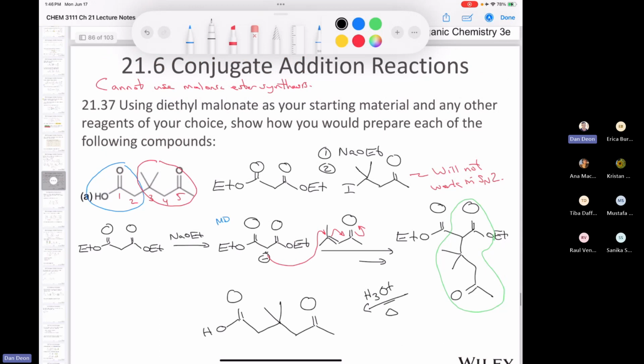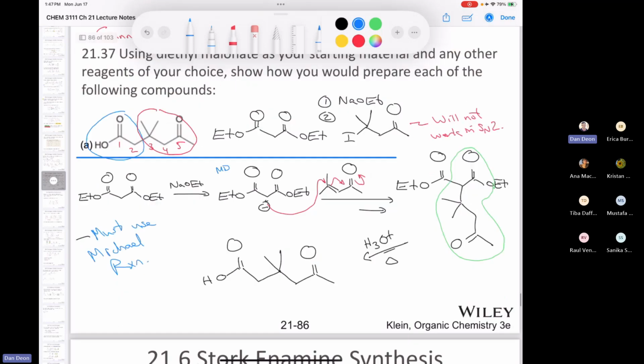So again, malonic ester synthesis will not work. And we'll put here, I'll write it in blue, must use Michael reaction. Michael or Michael addition or conjugate addition, I'll just call it Michael reaction. Does that make sense to everybody why you have to use the Michael reaction in this specific case? Okay. All right. It's not simple, okay? It's not an easy chapter, but that's the idea, is that you can't use malonic ester synthesis. You have to choose Michael addition in this specific case.